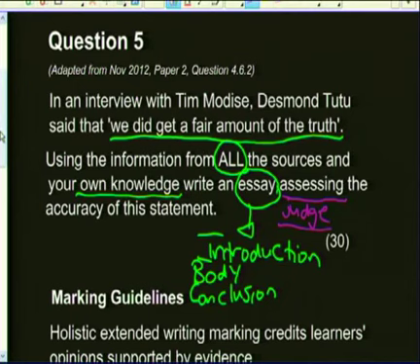In an interview with Tim Modise, Desmond Tutu said that we did get a fair amount of the truth. That is your focus. Did the TRC get a fair amount of the truth? That is what you'll be assessing. So please make sure that you don't start writing about the different committees of the TRC and what they did and all that. You are trying to prove or disprove this statement that the TRC did get a fair amount of the truth.